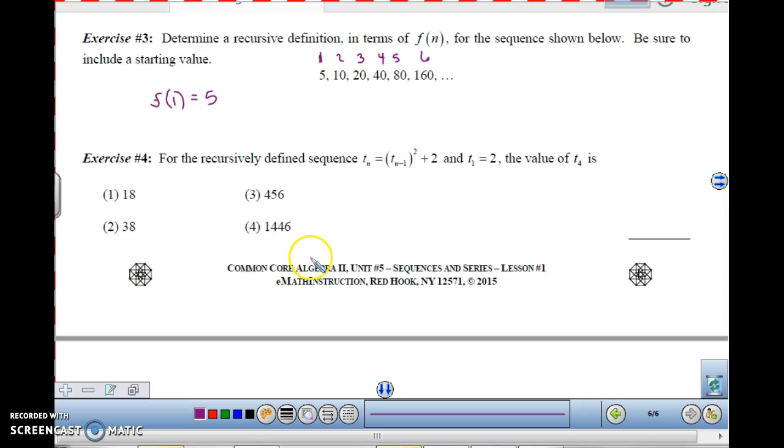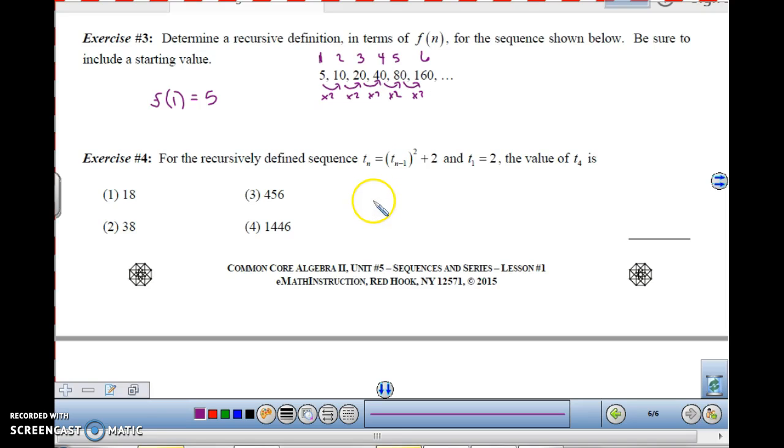Okay, now, the recursive part of this, we have to figure out what happened between each term. All right, so I'm going from 5 to 10, 10 to 20, 20 to 40, 40 to 80, and 80 to 160. What's happening every single time when I do this? I am multiplying by 2. Multiply by 2, multiply by 2, multiply by 2. So going up each time I'm multiplying by 2.